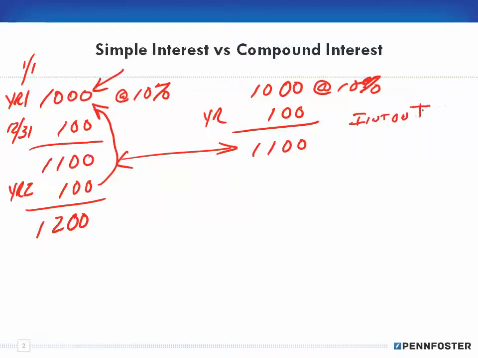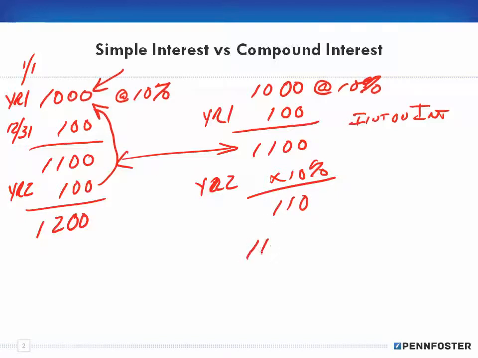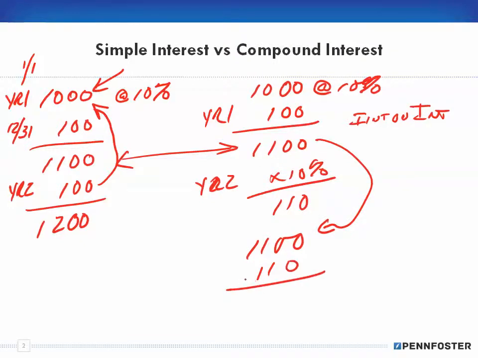So for year 2, you're getting interest on the $1,100. You're not getting interest on the $1,000. So you'd multiply the $1,100 by 10%, and that would be $110 of interest. You would have $1,100 as the balance, and you would receive $110 in interest. So now you would end up with $1,210 in your account versus the $1,200. So you made like $10 more because of the interest.